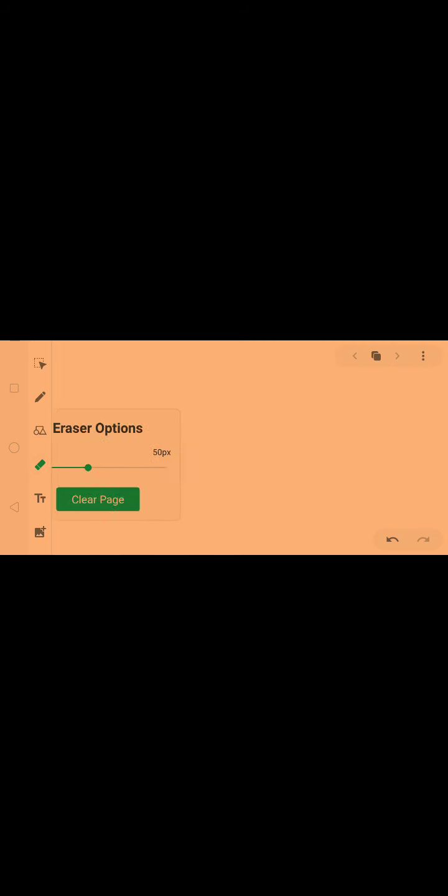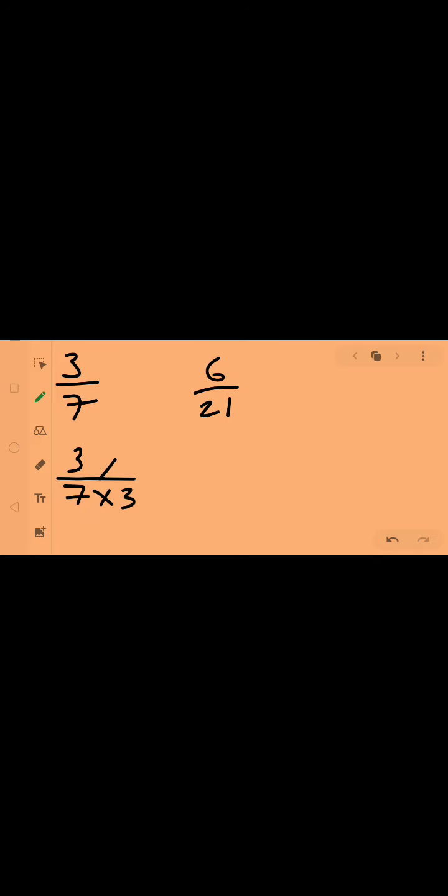So let's write this. The fractions are 3 by 7 and 6 by 21. We need to get the denominators as 21. The first fraction is 3 by 7. To get the denominator 21, we need to multiply 7 with 3. With the same number, we multiply the numerator also. The second fraction is 6 upon 21. Already its denominator is 21. We don't need to make any changes in that.